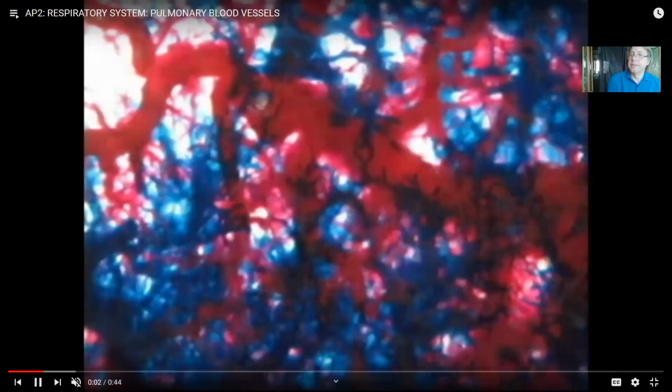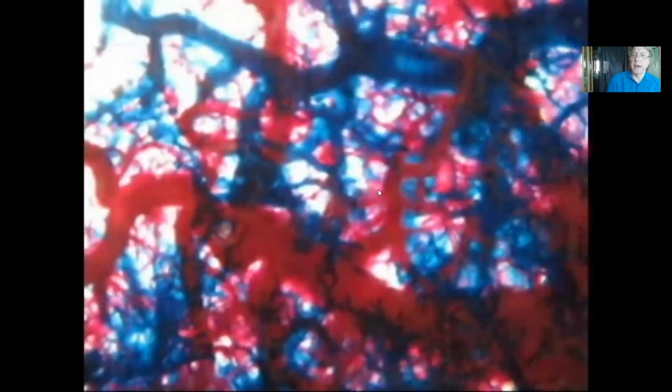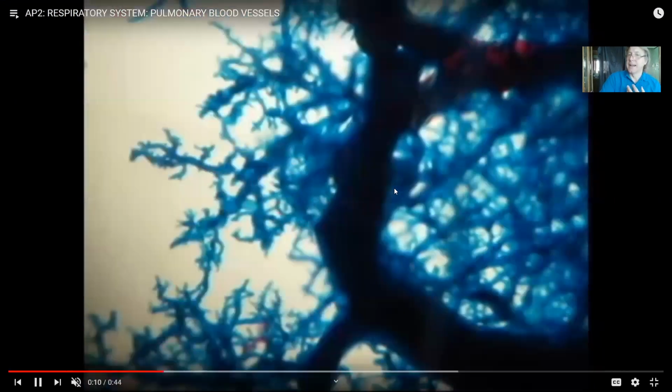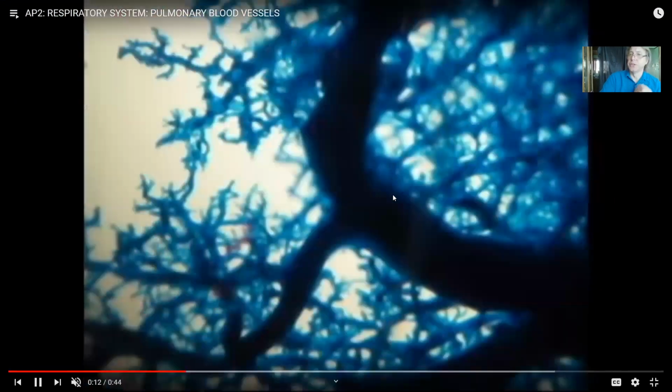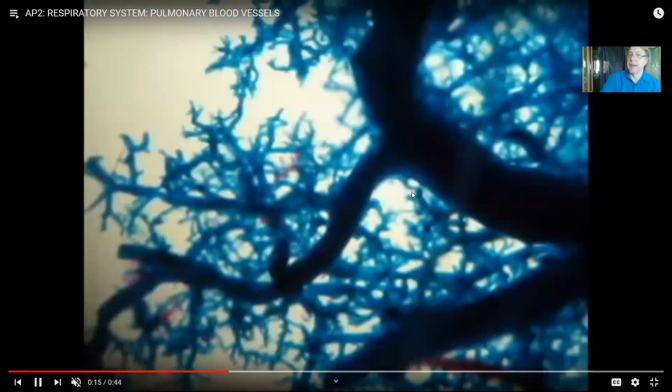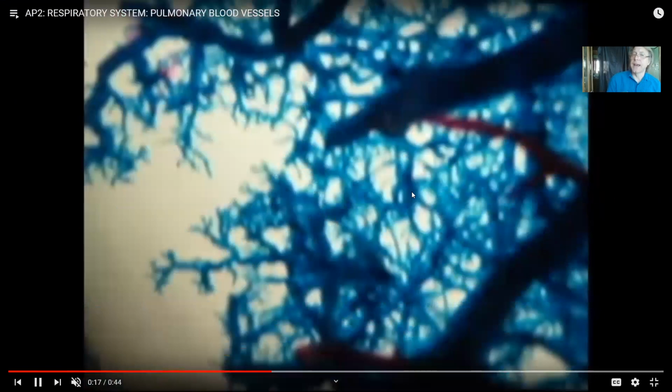Obviously, a lot of blood vessels are following these respiratory passageways. This image here was taken from stained lungs of a cat. So these are the blood vessels which accompany the respiratory passageways in the lungs of a cat. And notice how dense they are.